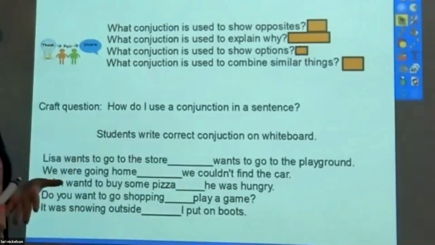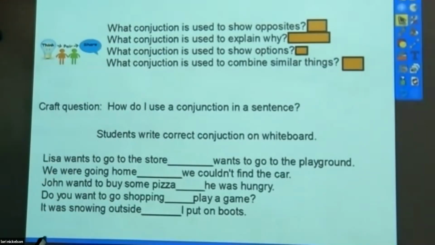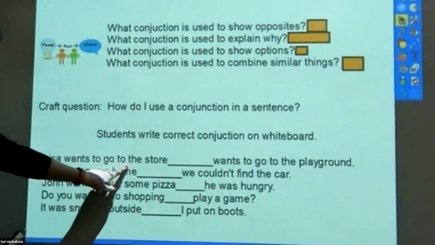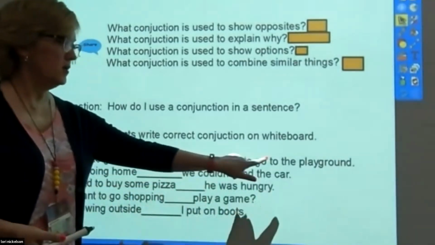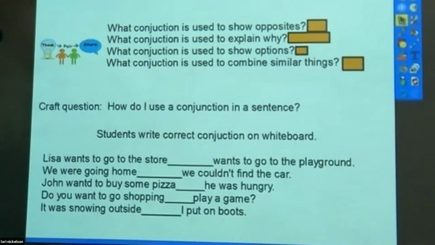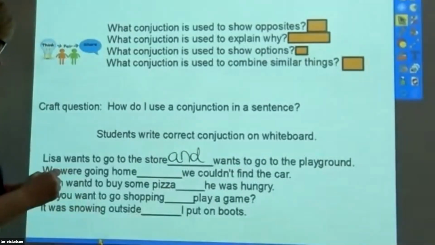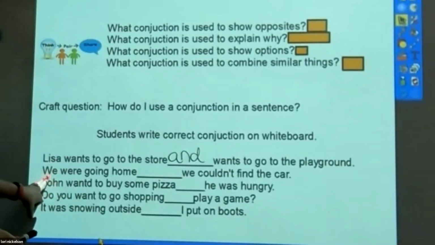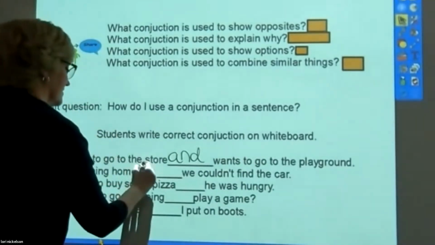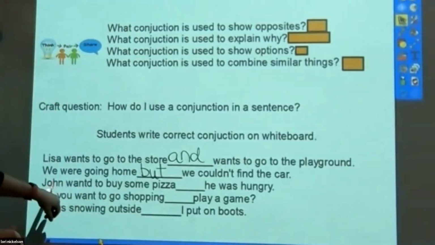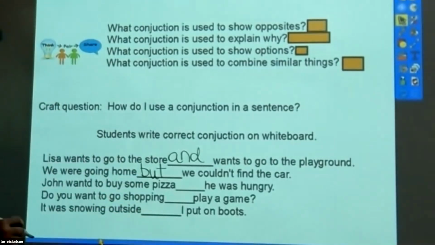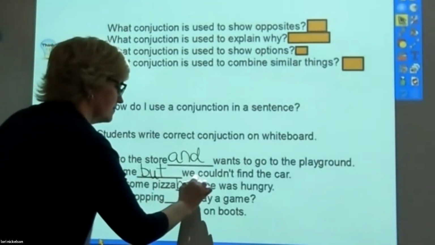Remember, the conjunction combines two things. So, on your whiteboard, I want you to write the conjunction that goes in these five sentences. All right. So, number one, Lisa wants to go to the store. Blank wants to go to the playground. What word could you put there? You could put and, couldn't you? Okay. We were going home, blank, we couldn't find the car. What could you put there? But, great job. Number three, John wanted to buy some pizza, blank, he was hungry. Because, it's a little blank for a big word.